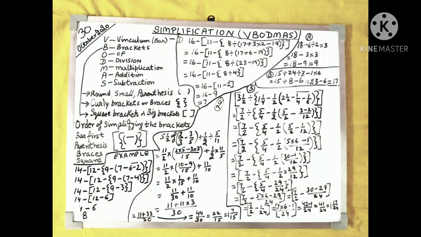Now see on the board, I have written simplification VBODMAS. This is the process, the rule we use while solving the sums using the basic arithmetic operations of addition, subtraction, multiplication and division. So look on the top left, I have written V for vinculum bar, B for brackets, O for of, D for division, M for multiplication, A for addition, S for subtraction. We follow this sequence while solving a problem.